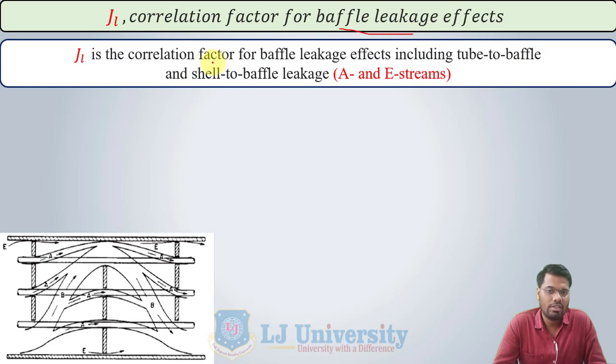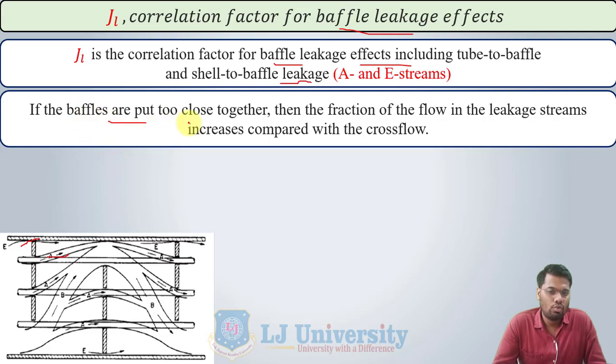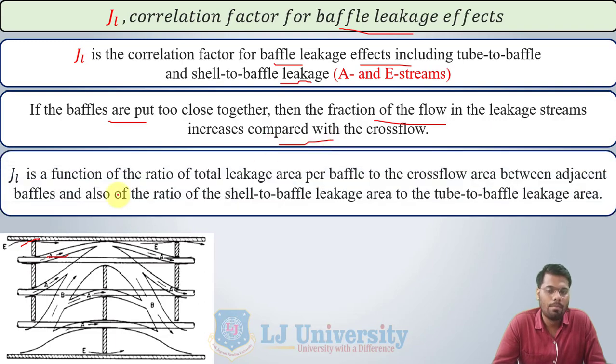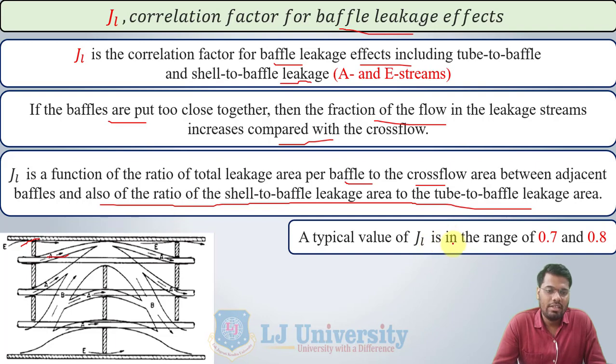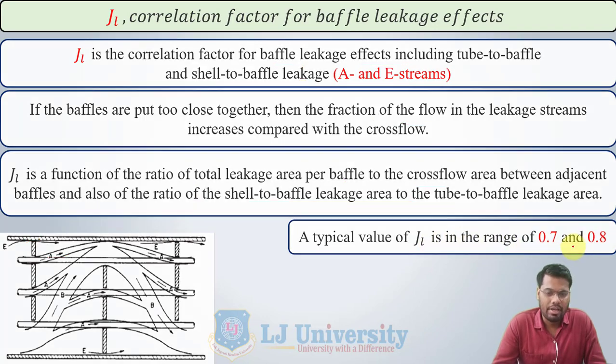Sorry, it is not a correction factor, it is a correlation factor. JL is a correlation factor for the baffle leakage effects, including tube to baffle and shell to baffle leakage, the A and E streams, as shown in this figure. If the baffles are put too close together, then the fraction of the flow in the leakage stream increases compared with the cross flow. So JL is a function of the ratio of total leakage area per baffle to cross flow area between the adjacent baffles, and also the ratio of the shell to baffle leakage area to the tube to baffle leakage area. The value of JL is in the range of 0.7 to 0.8.